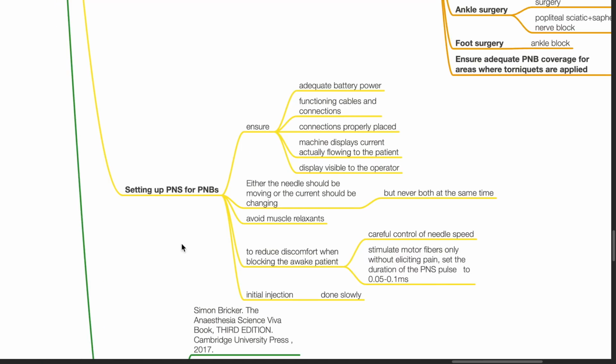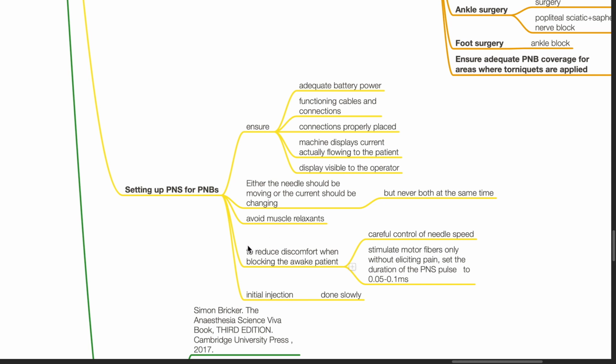Setting up the peripheral nerve stimulator for peripheral nerve blocks. Ensure adequate battery power, functioning cables and connections properly placed, machine displays current actually flowing to the patient, display visible to the operator. Either the needle should be moving or the current should be changing, but never both at the same time. Avoid muscle relaxants.